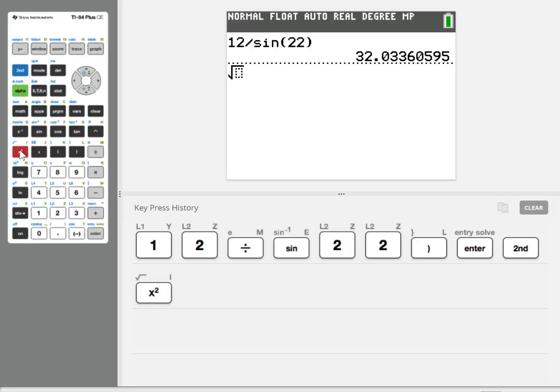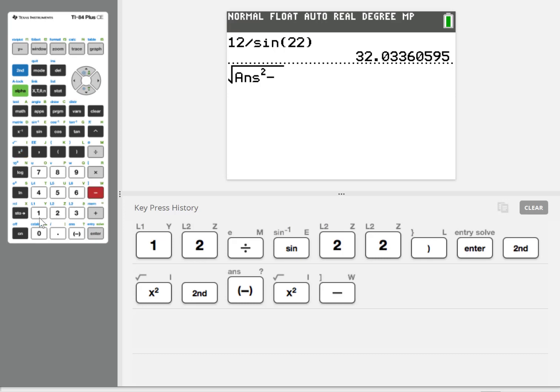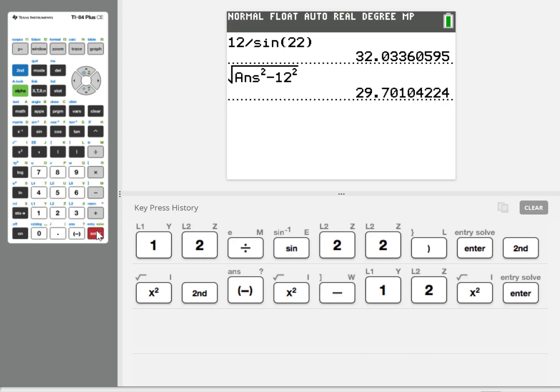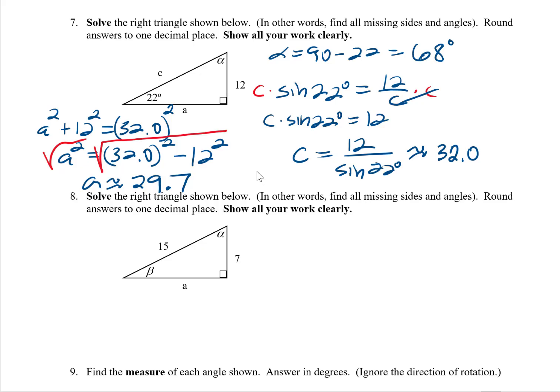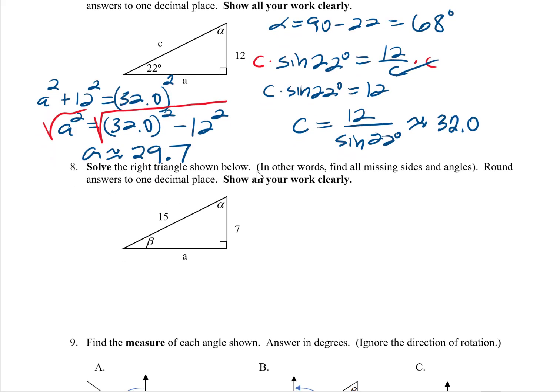So open up the square root, take that last answer, the 32.0 number, and square it. Important to use all the digits, minus the 12 squared, and that gives me the value I want, 29.7. And that's it. We found all the missing pieces. Let's try again in number 8.